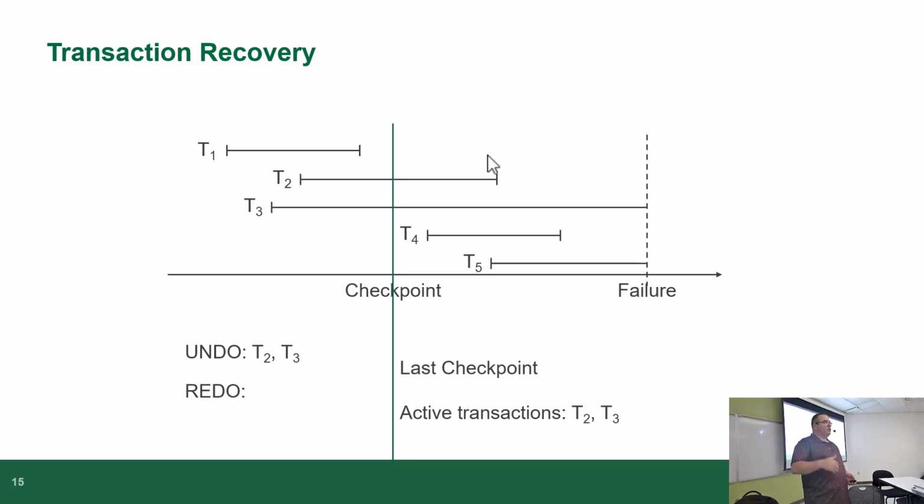Transaction 2 and transaction 3 were both started before the checkpoint. So currently, 2 and 3 are in the undo pile because they didn't complete before the checkpoint, so they didn't complete before stuff was written to the disk. At this point, we have something called active transactions. Transactions 2 and 3 are currently active, and there's nothing in the redo pile.